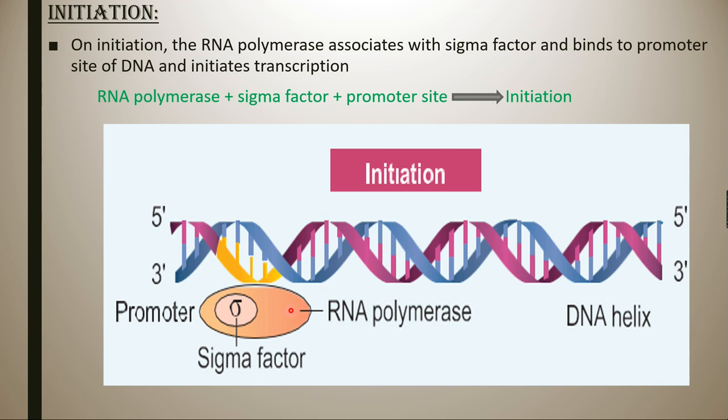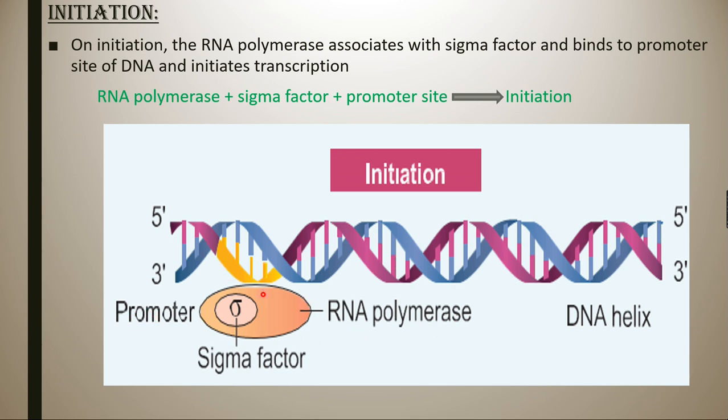Already we have studied that RNA polymerase only initiates the transcription process. This is the double-stranded DNA, and only one strand is used. You can see 5' to 3' on only one strand. It consists of a promoter site. The yellow color is called the promoter site.